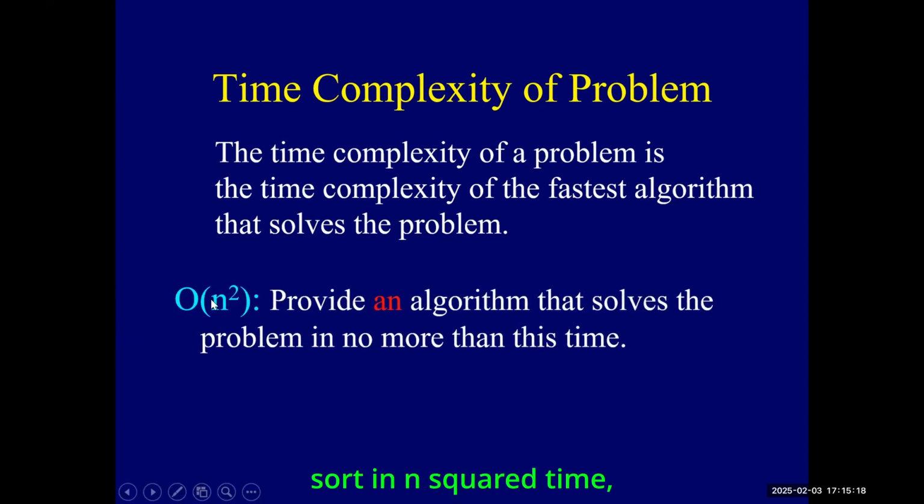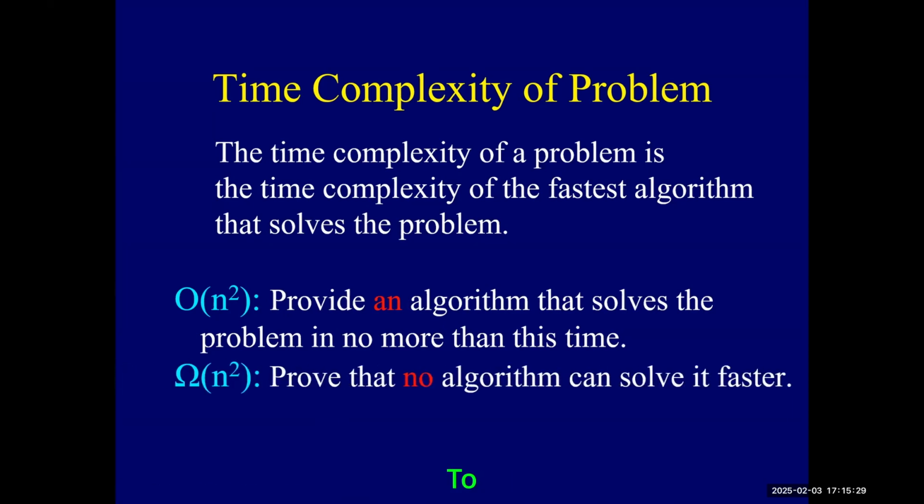To prove that you can sort in n squared time, you have to give me an algorithm that can sort in n squared time. Selection sort. To prove that the complexity of sorting is omega n squared, you have to prove to me that you can't sort faster. And that's now impossible. Why? Because you can sort faster. But it could be a different problem. Let's say multiplying. I can show you that I can multiply in n squared time, but can I multiply faster? You think you might not be able to, but the truth is you can multiply in n log n time. How? You use fast Fourier transforms.